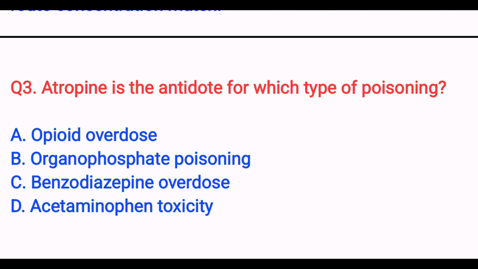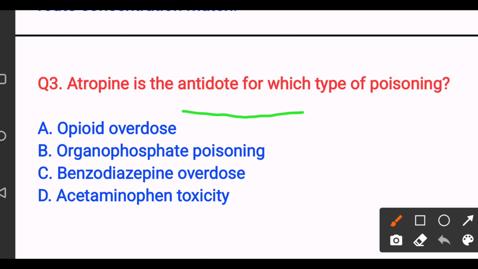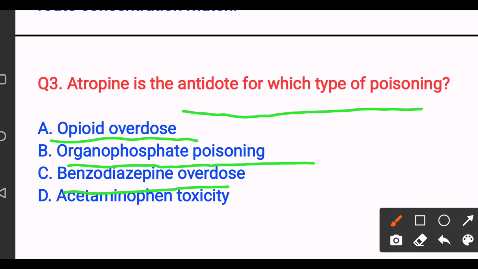Next, atropine is the antidote for which type of poisoning? Option A opioid overdose, option B organophosphate poisoning, option C benzodiazepine overdose, option D acetaminophen toxicity. The answer is option B, organophosphate poisoning. Atropine is an anticholinergic drug that reverses the muscarinic effects of organophosphate poisoning.